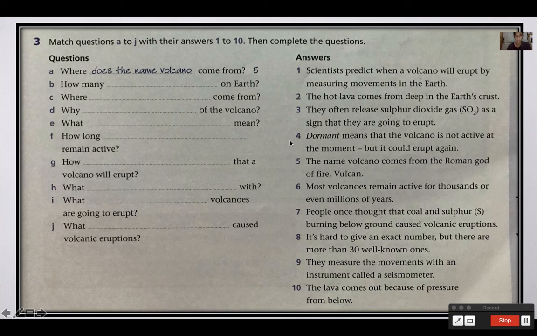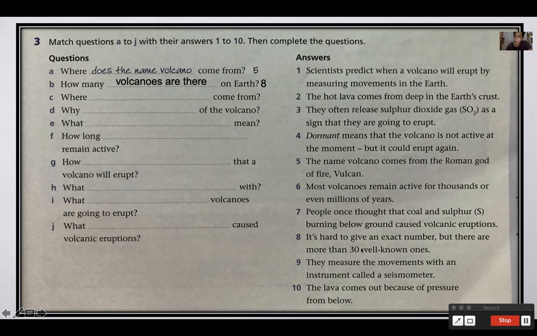This is with the number 5. The name volcano comes from the Roman god of fire, Vulcan. Okay, so you have to look at the question and the answers. For example, in letter B, how many on Earth? You must read all the sentences and complete the question, and then you have to make a match with the letter and the numbers. For example, in this case, how many volcanoes are there is number 8.